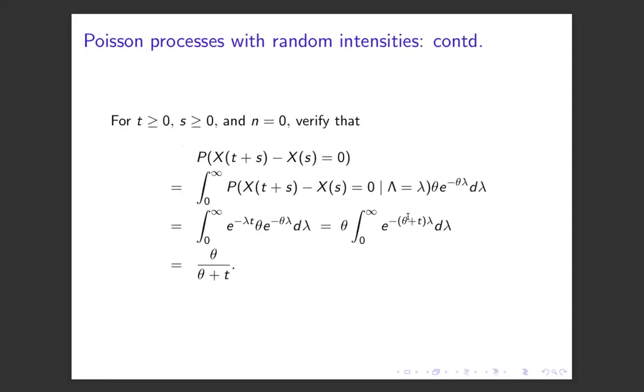So now, for any t and s greater than or equal to 0 and n equal to 0, this increment X(t+s) minus X(s), the probability of it taking the value 0 is the probability of that taking the value 0 given capital Lambda equal to little lambda, and then since lambda has the exponential distribution with parameter theta, the probability density function of capital Lambda is theta times e to the power minus theta lambda, and then integrated over this.